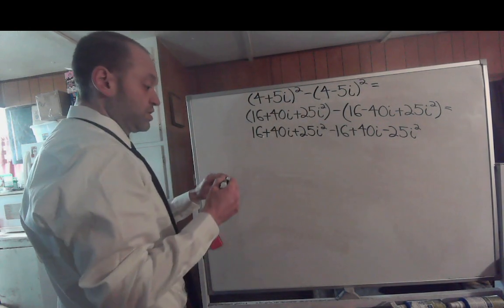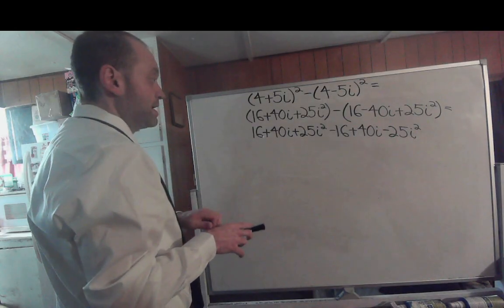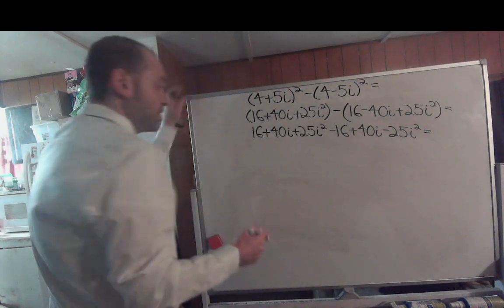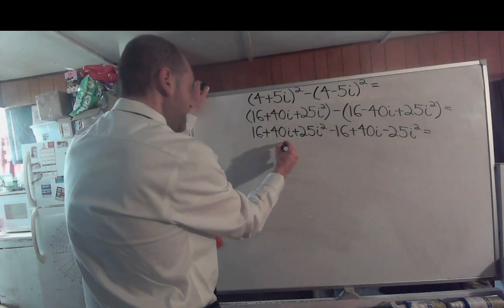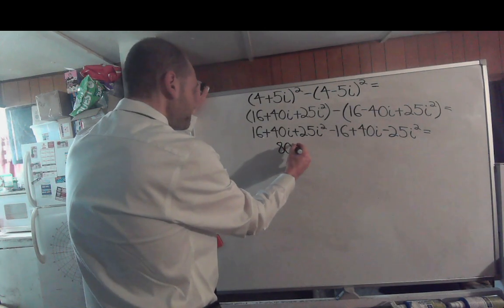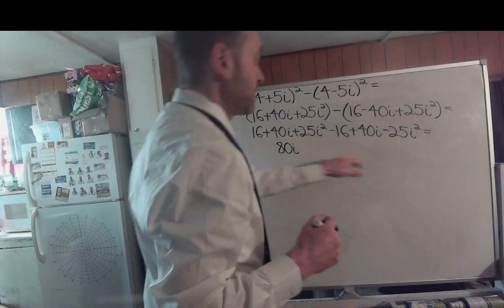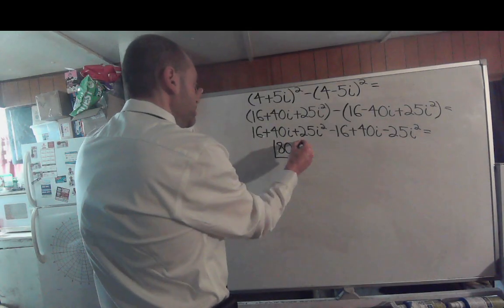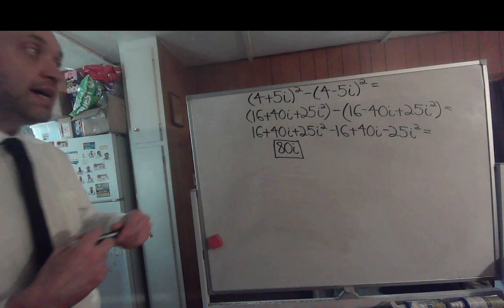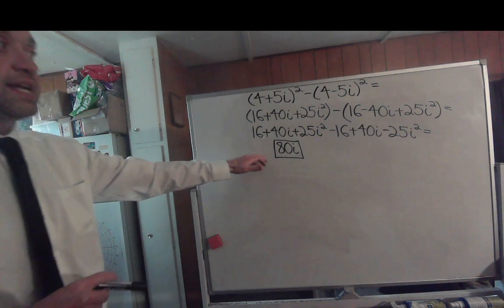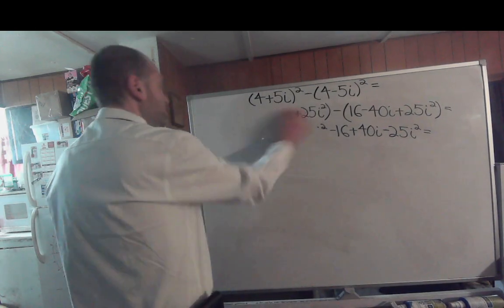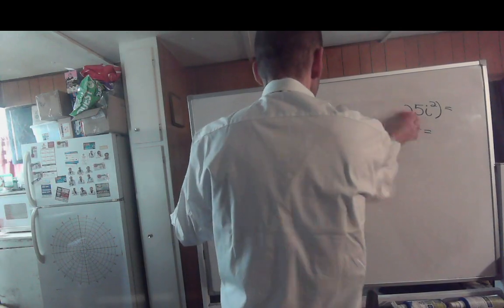Well, here's some good news, or maybe not. Well, 16 minus 16 is 0. Then we have 40i plus 40i, that's 80i. And then 25i squared minus 25i squared, that's 0. So literally, you'll just end up getting an answer of 80i. By the time you simplify, it's just 80i. So you can treat these largely like you would any variable equation. It's just you're dealing with i, the square root of negative 1.